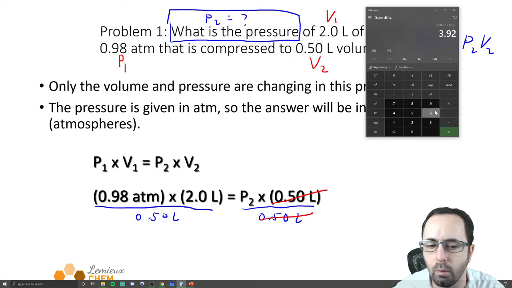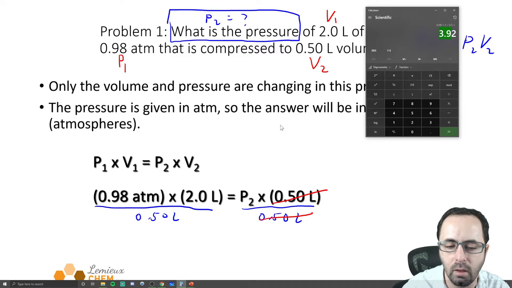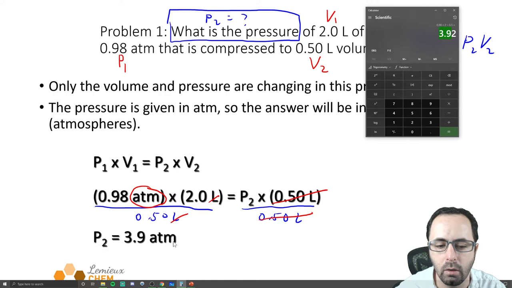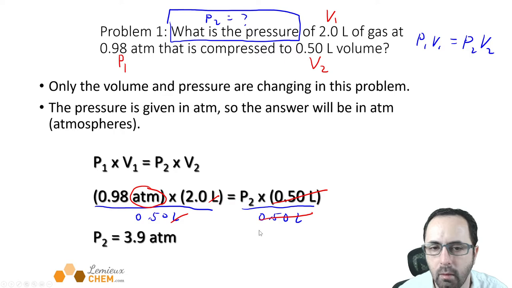However, all of our data here has two sig figs, so we're going to write this with two sig figs. We're going to say 3.9, and our units, notice the units here, liters cancel with liters, and we have atmospheres left. So our value is 3.9 and our unit is atmospheres, and that is our P2. And so that's how you do a problem like this.